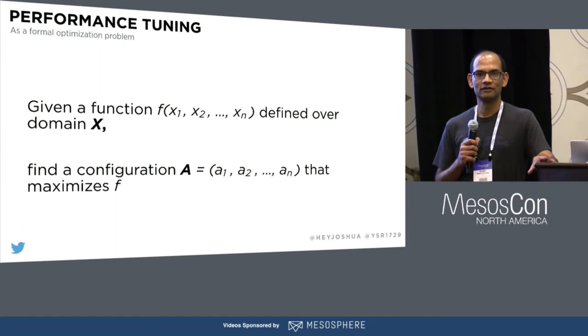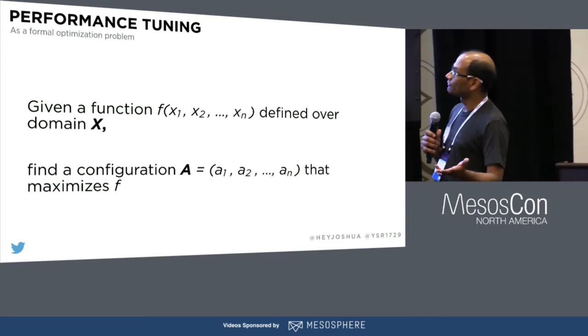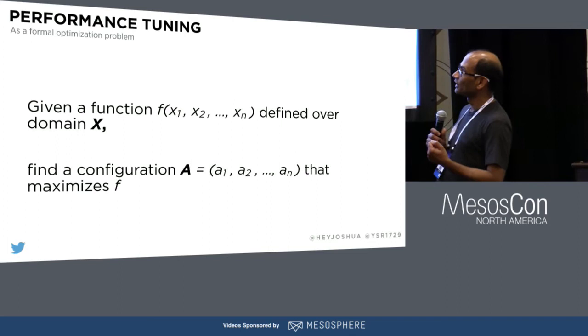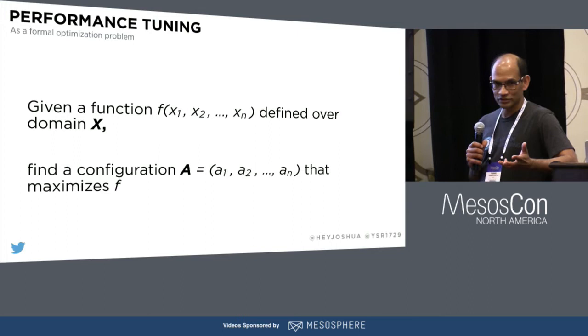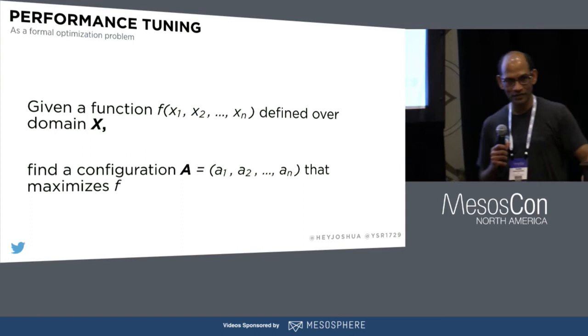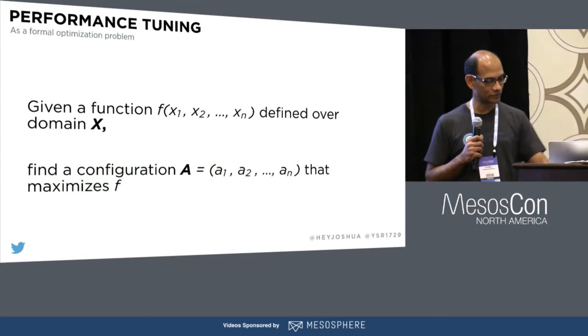The way to do it is to say, hey, the function f, which is the performance metric that I'm trying to optimize, is a function of x1 through xn, which are the knobs that I'm going to tune, to turn. And my objective is to find a configuration a, which is the settings of x1 through xn to the values a1 through an, which is the knob settings, such that my performance metric f is maximized.